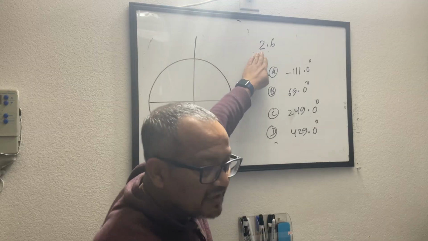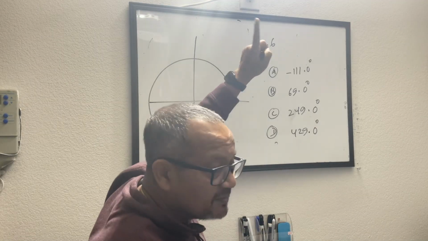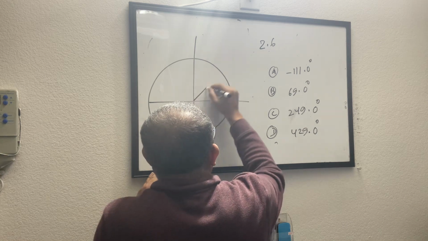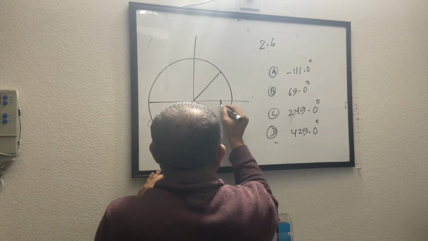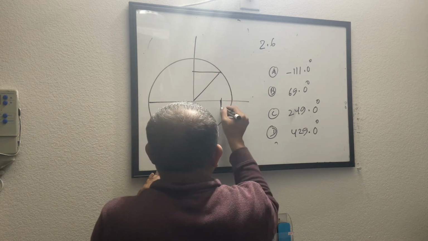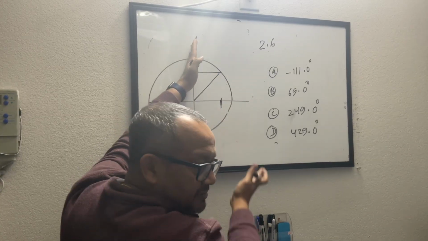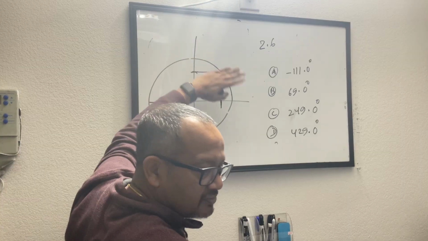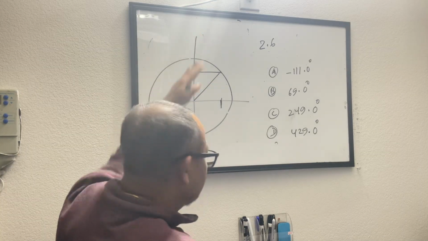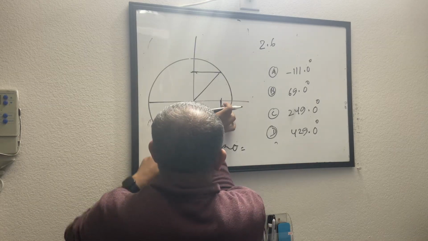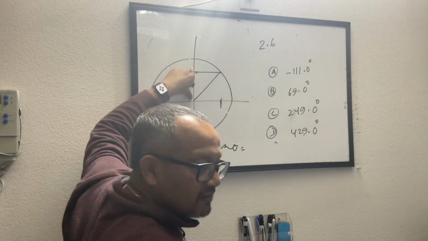Now look at it. Tan of theta is 2.6, meaning tan is positive. Now look at this one. In this quadrant, your sine is positive, cos is positive. So if you are picking any angle between 0 and 90, tan theta will be positive because your sine and cos both are positive. This is positive, this is positive. So your tan theta will be positive.